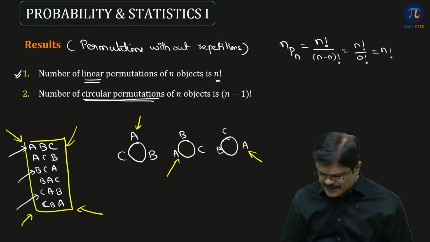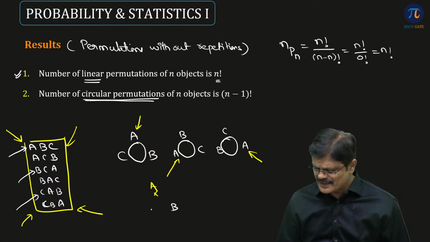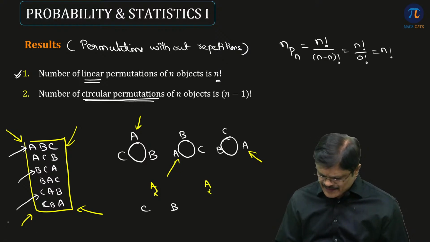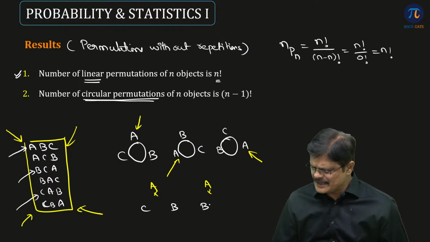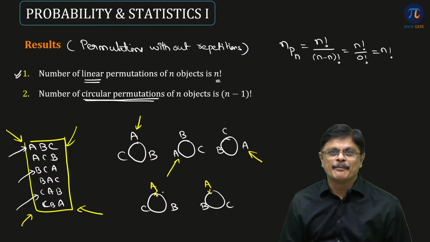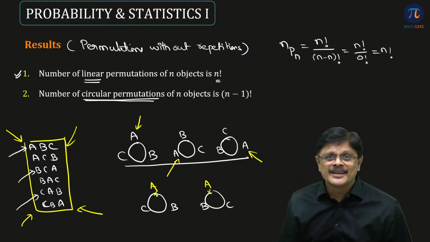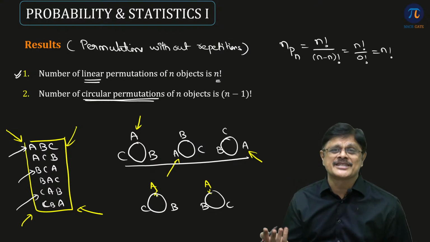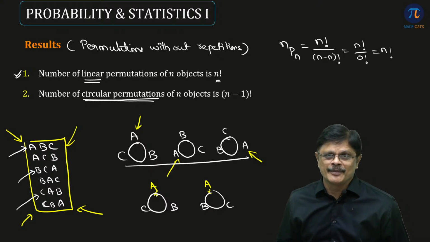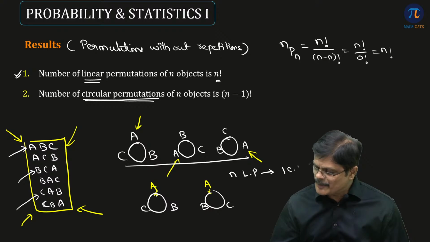Out of the 3 objects, we have to fix one object and arrange the remaining objects linearly. So fix this and arrange the remaining linearly. BC, yeah, CB. So these are the 2 circular permutations, my dear friends. Because 3 different linear permutations become one circular permutation. Therefore, 6 linear permutations become how many circular permutations? 2 circular permutations. Actually, when you are having n objects, n linear permutations give 1 circular permutation.